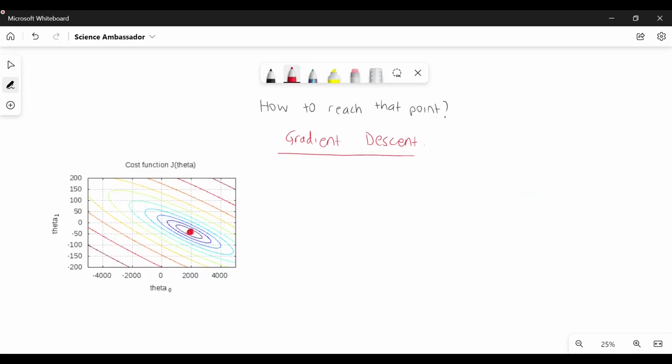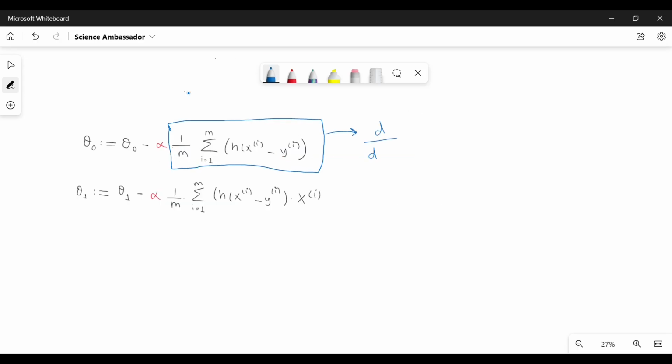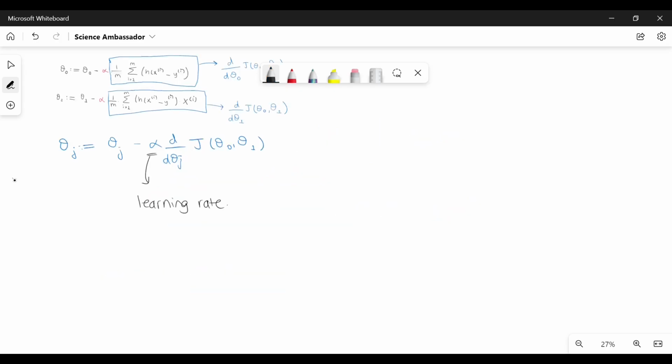The algorithm is simple. You start with random thetas, then you simultaneously update both of them with these expressions, and you repeat this until convergence, meaning that at some point, theta 0 and theta 1 do not change when you update them again. Here, the term next to the alpha is basically the derivative of the cost function with respect to theta 0 and theta 1. Alpha is the learning rate, meaning the measure of our steps.